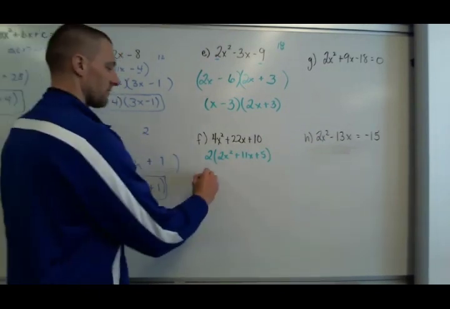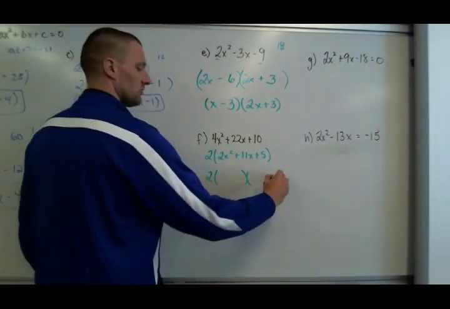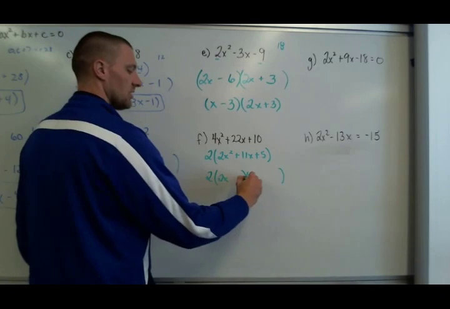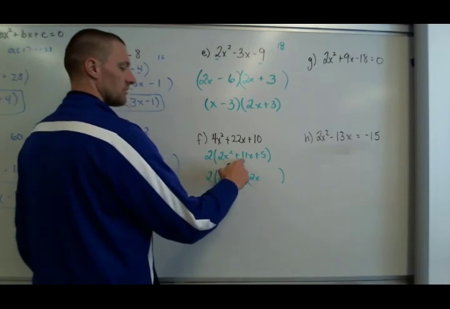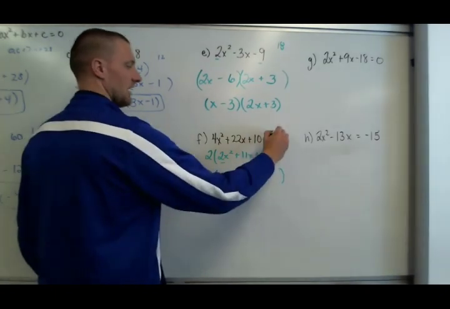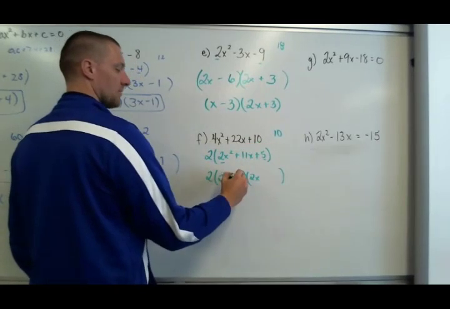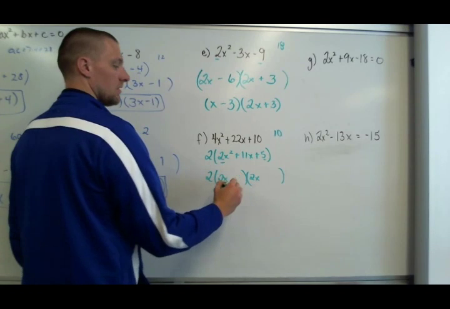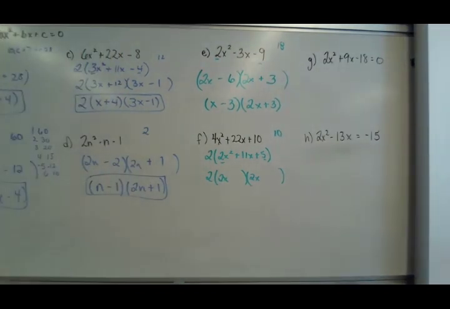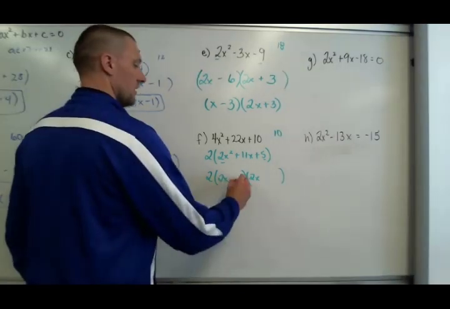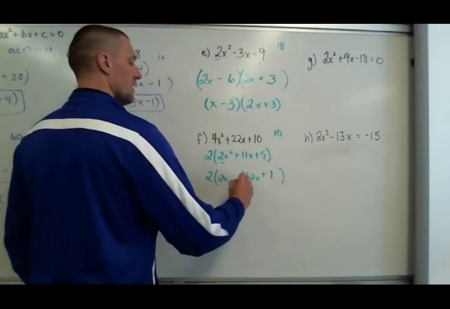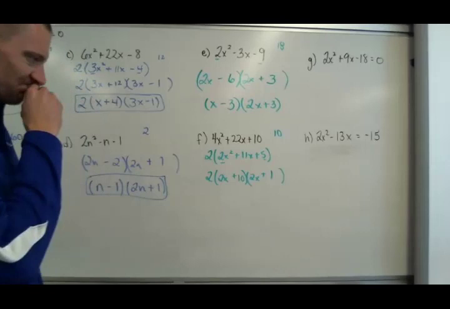All right, now we start breaking this down. My two factors, a 2x, a 2x. This times this gives me a 10. So two things that multiply to 10, add up to 11, are going to be 10 and 1. So I take my 10, put it here, put my 1 here. I have pluses in both of those.